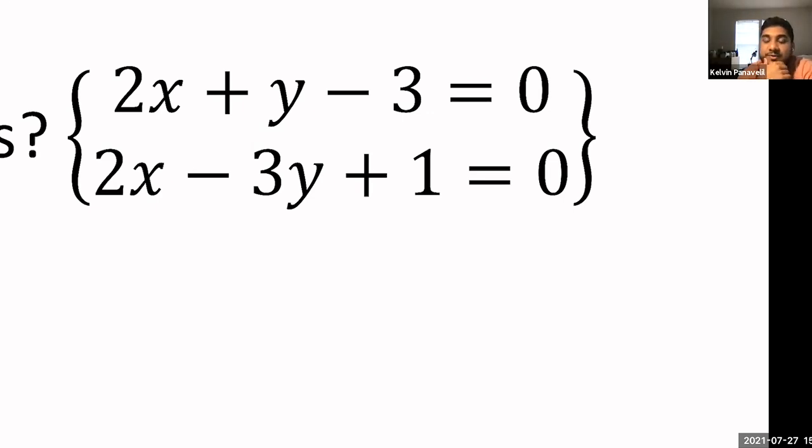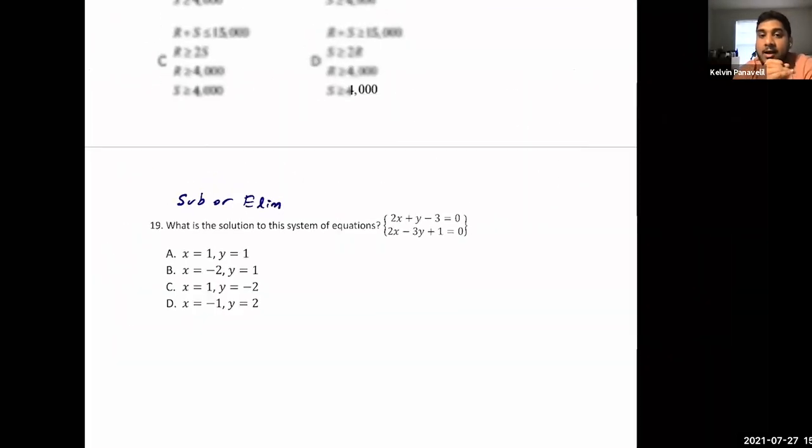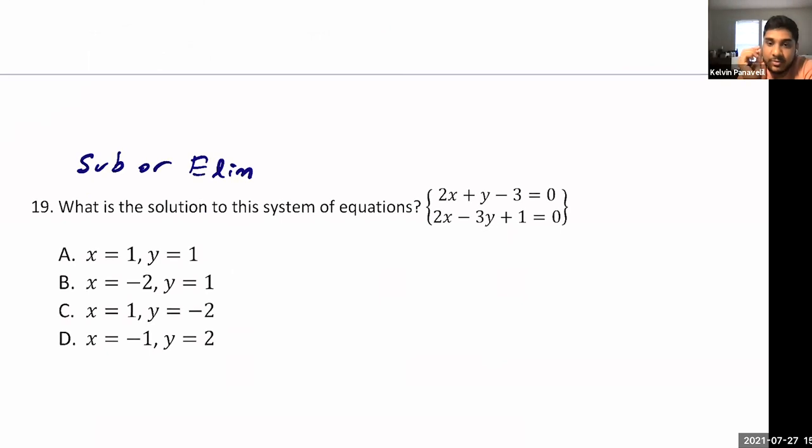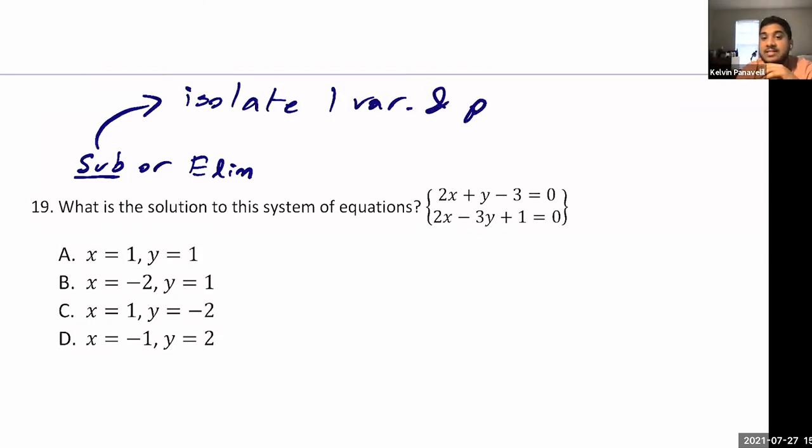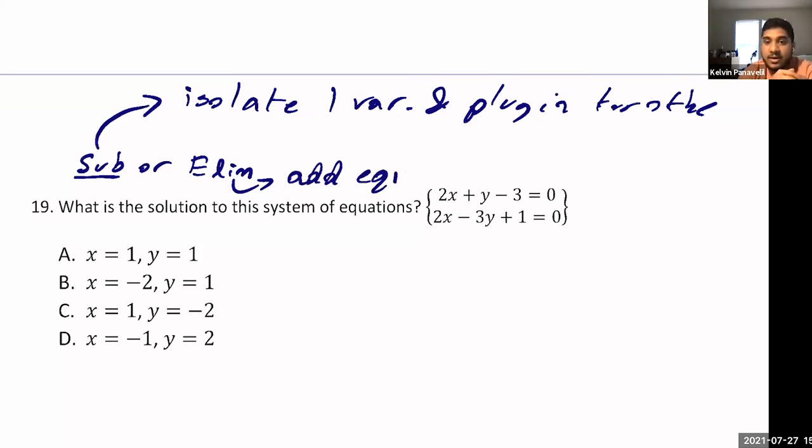And do you remember the two methods when you're dealing with solving systems? We can either substitute or eliminate. When we substitute, we isolate one of the variables in one equation, so basically solve for one variable, and then plug that value into the other equation. Elimination is when we multiply one or both equations by a certain number that gets us the same coefficient but opposite signs, so that when we add the equations, one of the variables cancels out.